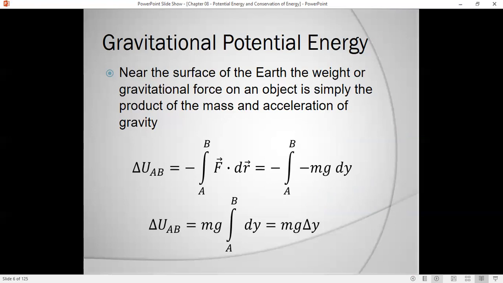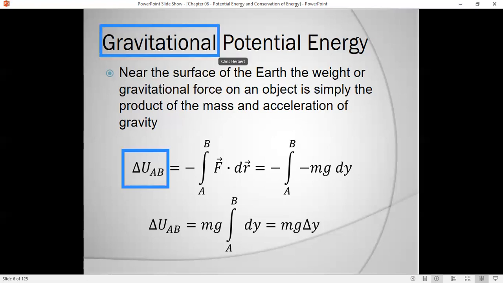So once again, we want to calculate the change in potential energy due to a conservative force. This conservative force, of course, is gravity. So once again, I take my force, that's just going to be negative mg. Why negative? Because it's going downward. And I'm going to take my direction.